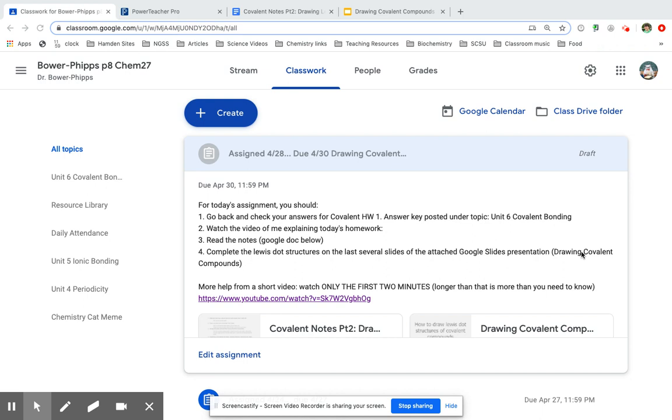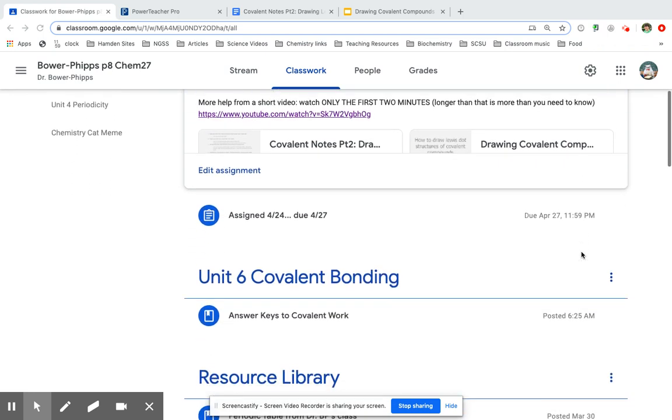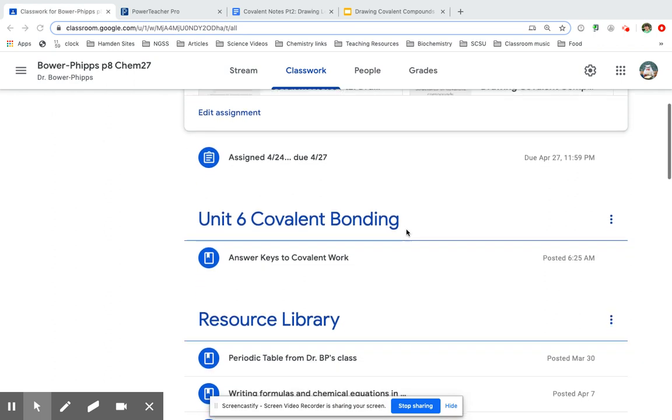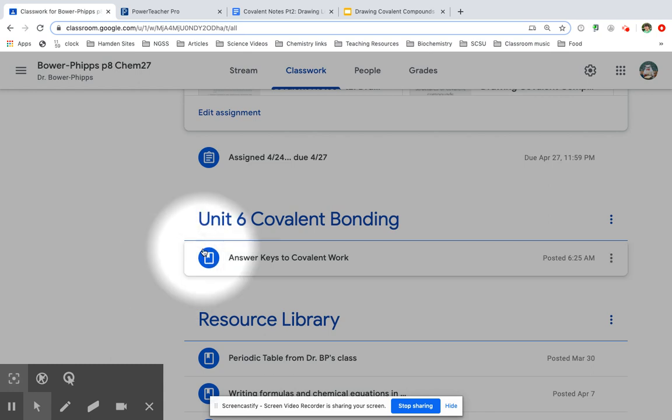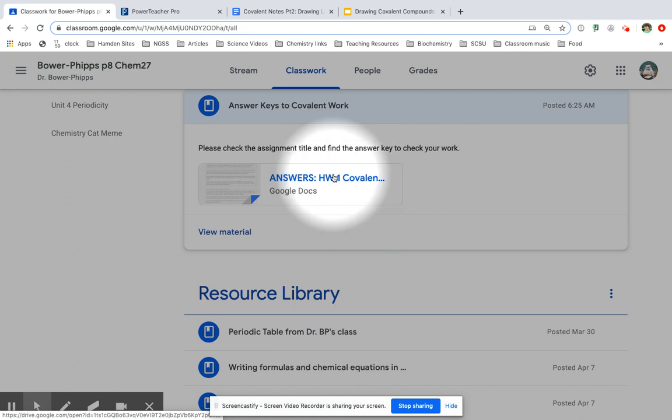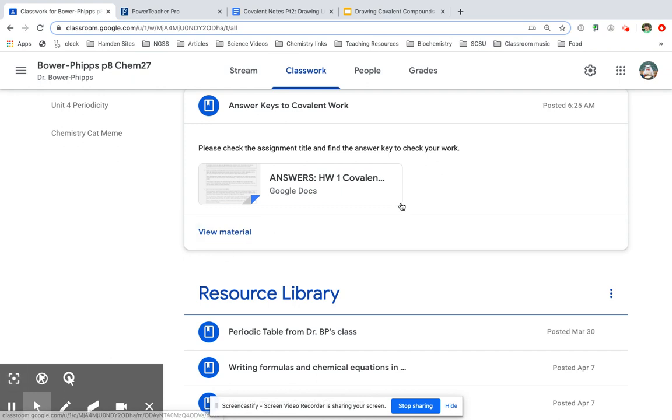I'm going to show you what you need to do for today's assignment and also how to find the answer keys for yesterday's assignment. So, yesterday's assignment, the assigned 4/24, due 4/27, all of the answer keys for this unit are under the Unit 6 covalent bonding topic in your Google Classroom. If you click on the answer keys to covalent work, all the answer keys for yesterday's assignment and all the future ones are going to be posted right there. So make sure that you're checking there.